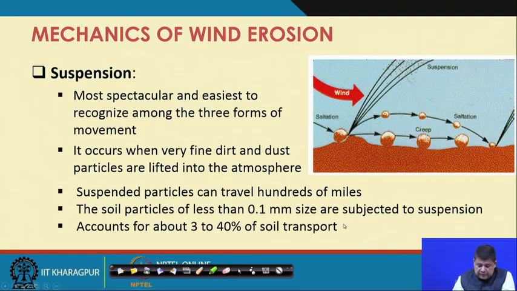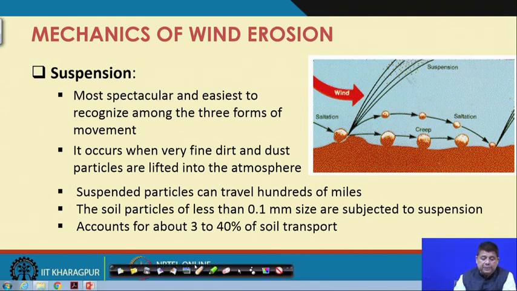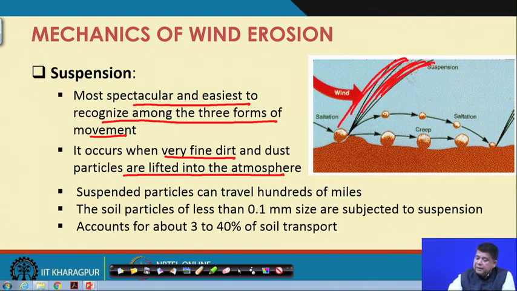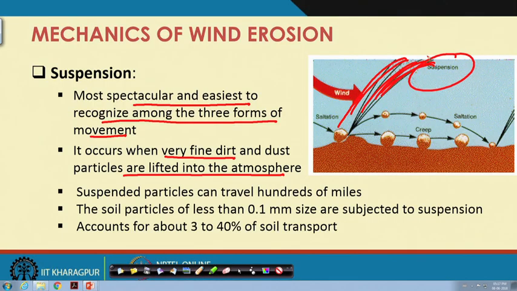If we define each one of them, suspension is the most spectacular and easiest to recognize among the 3 forms of movement. It occurs when very fine dirt and dust particles are lifted into the atmosphere. The lighter particles are taken into the atmosphere, and most of the dust storm we see is made of suspended soil particles. That is the dust storm we talk about.